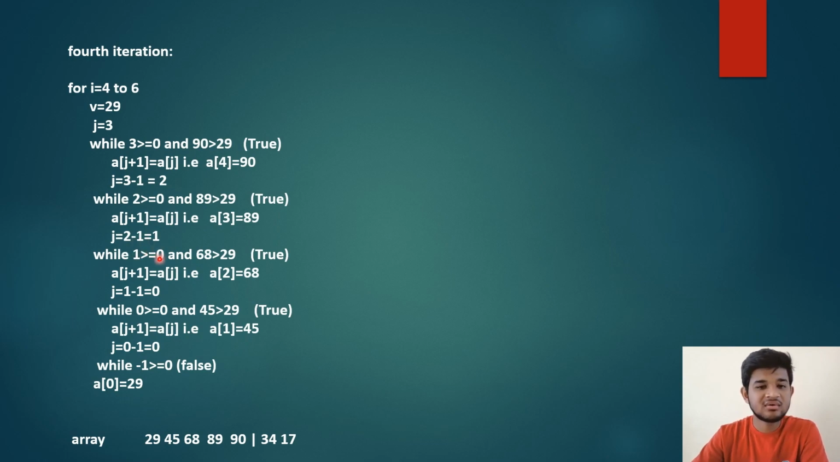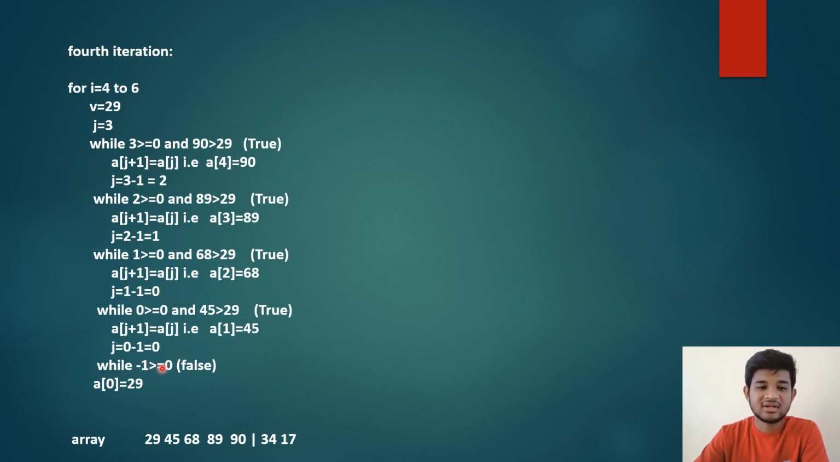While 1 is greater than or equal to 0 and 68 is greater than 29, both conditions are satisfied, true. A of j plus 1 is equal to a of j, that is a of 2 is equal to 68, and j is decremented again by 1. 1 minus 1 is equal to 0. Now while j, that is 0, is greater than or equal to 0, and a of j, that is 45, is greater than 29, true. A of j plus 1 is equal to a of j, that is a of 1 is equal to 45, and j is decremented again by 1, that is 0 minus 1 is equal to minus 1.